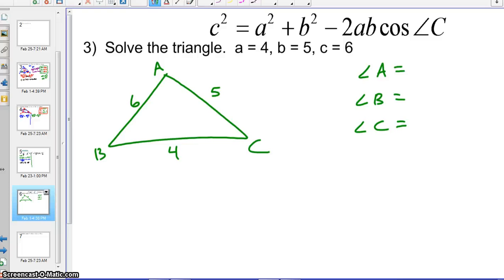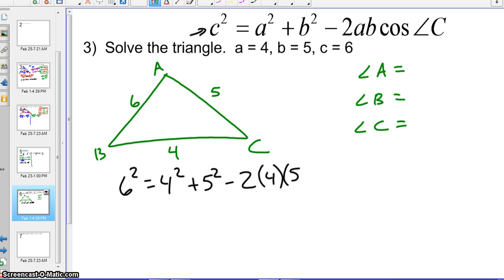So then I'm going to plug in the information from the triangle using that formula. It's going to look like 6 squared equals 4 squared plus 5 squared minus 2 times 4 times 5 times the cosine of angle C, which we don't know, and that's the one we're finding. So once we plug all the numbers in, which is just looking at the formula and plugging them in, we then need to simplify this.